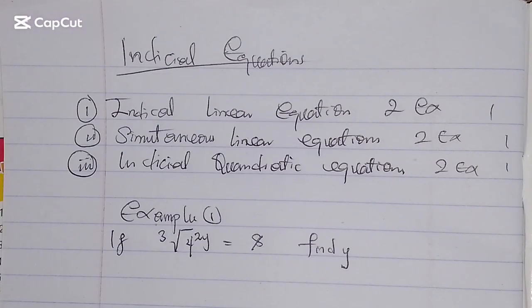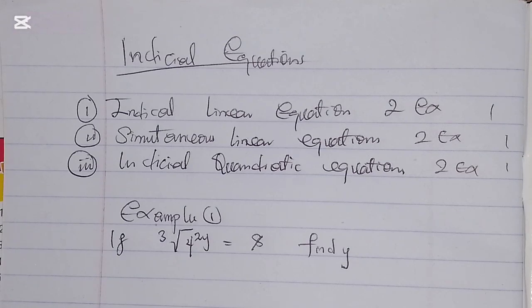Welcome everyone. Today we are treating indicial equations. And under indicial equations we have three categories. The first one will be the linear indicial equations. The second one is the simultaneous indicial equations, and the third one will be quadratic indicial equations.